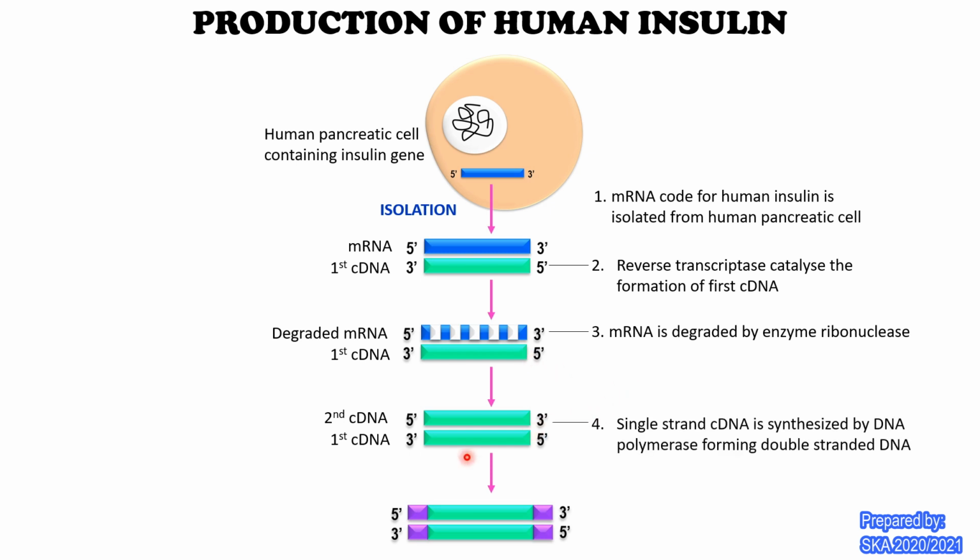Then, single strand of cDNA is synthesized by DNA polymerase, forming double-stranded cDNA. So this is the second cDNA which complement to the first cDNA. So now we have double-stranded cDNA. Then, this cDNA will undergo adapter ligation by adding restriction sequence at both ends of DNA. So, as you can see, at the both end of this cDNA consists of the restriction sequence.